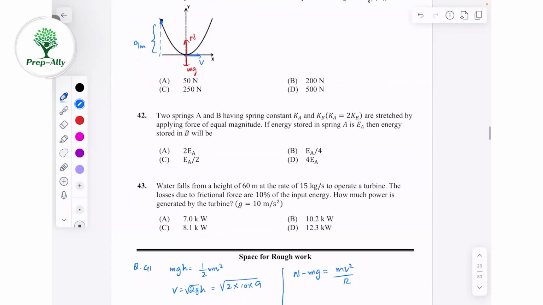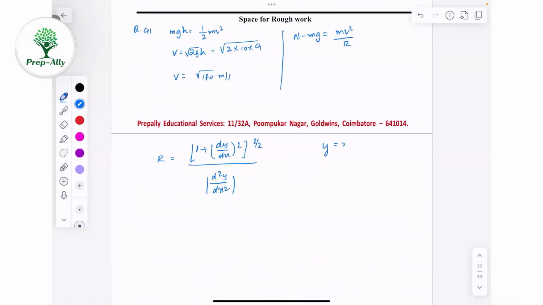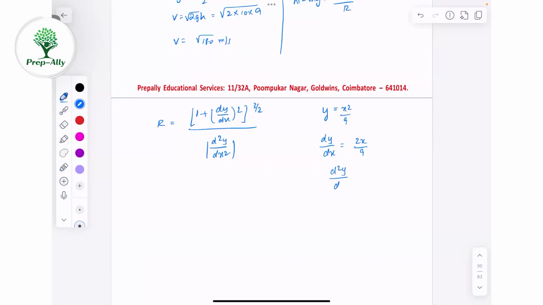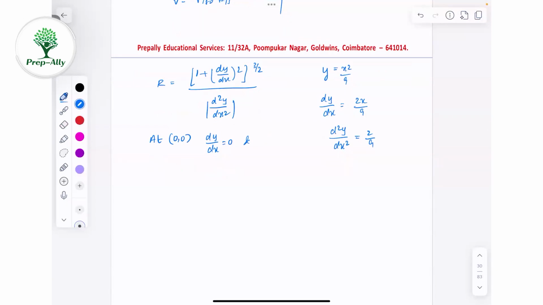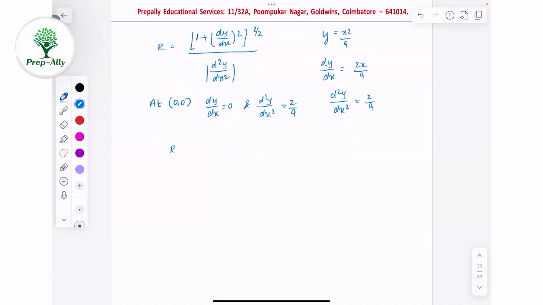Now here the equation given to us is y equal to x square by 9. So we get dy by dx is 2x by 9 and d square y by dx square is 2 by 9. Now at (0, 0), the point we are taking, we have dy by dx being 0 and d square y by dx square, which is anyway constant, is 2 by 9. So substituting this, we'll get radius of curvature is going to be (1 plus 0) by 2 by 9, which is 9 by 2 or 4.5 meters.